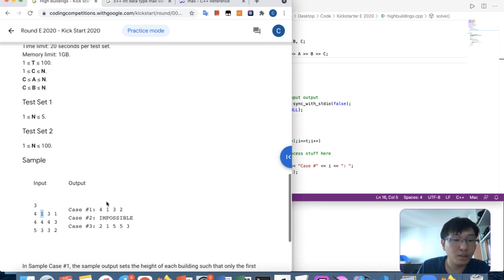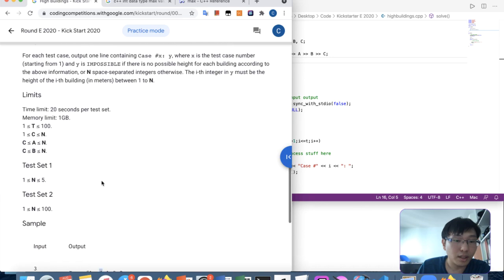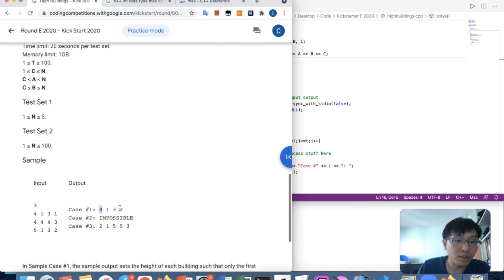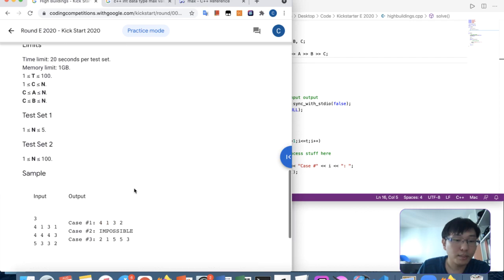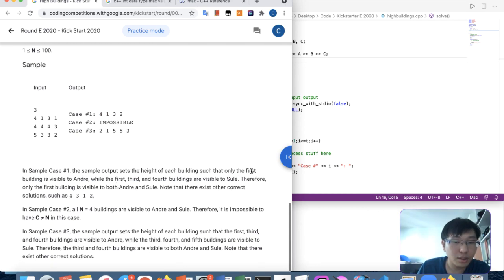So left to right, he sees one. Over here he sees maybe 1, 3, and 1. So this person, when viewed to the right, can see two buildings, actually, 1 and 3. And when this person views from the left here, they can see two buildings also, 3 and 4. How is it for 1, 3, 2? Only the first building is visible to Andre, while the first, third, and fourth are visible to Sue.